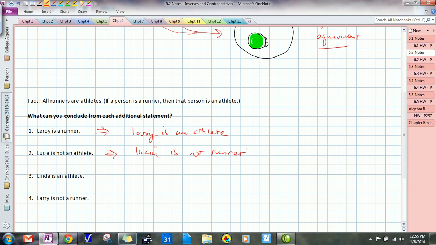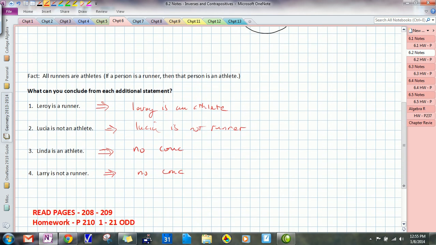Okay? The third statement is, Linda is an athlete. Well, Linda is an athlete does not necessarily mean that Linda is a runner, so therefore we cannot draw any conclusion. And then the last one, number 4, Larry is not a runner. So if Larry's not a runner, it doesn't necessarily mean that he's not an athlete, so once again, we cannot draw any conclusion. Okay, that ends the notes here.